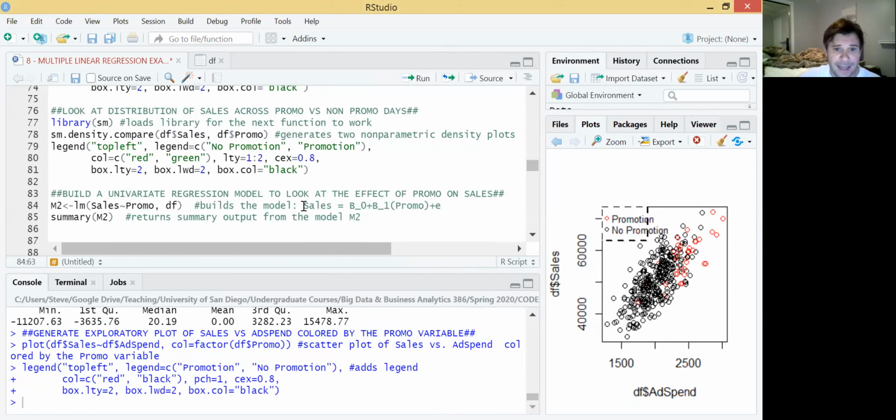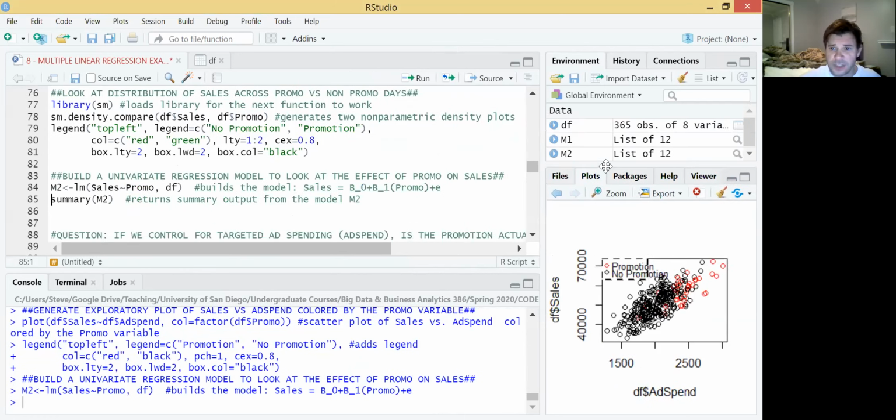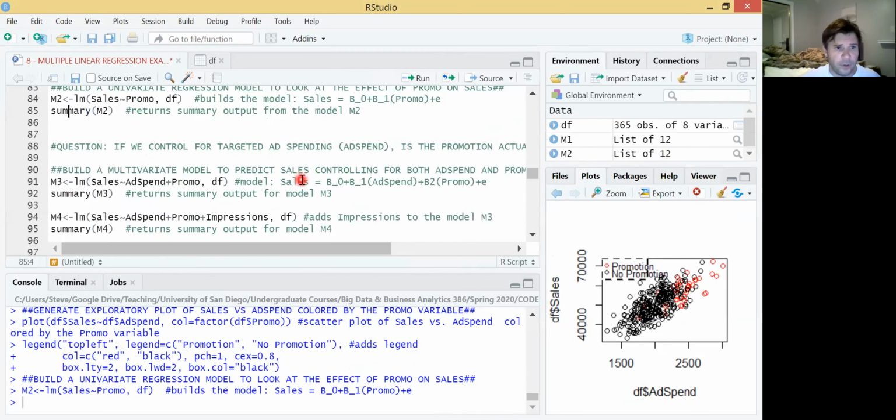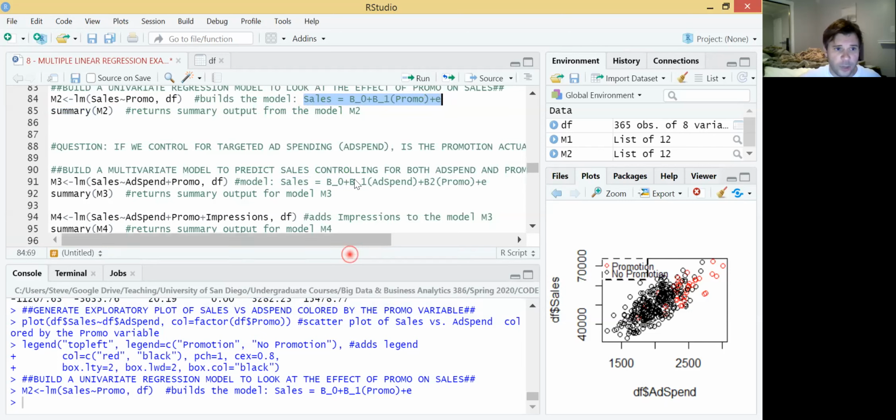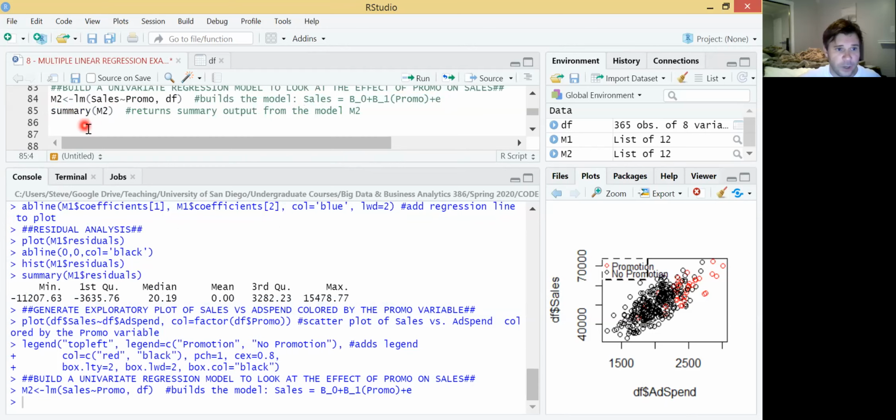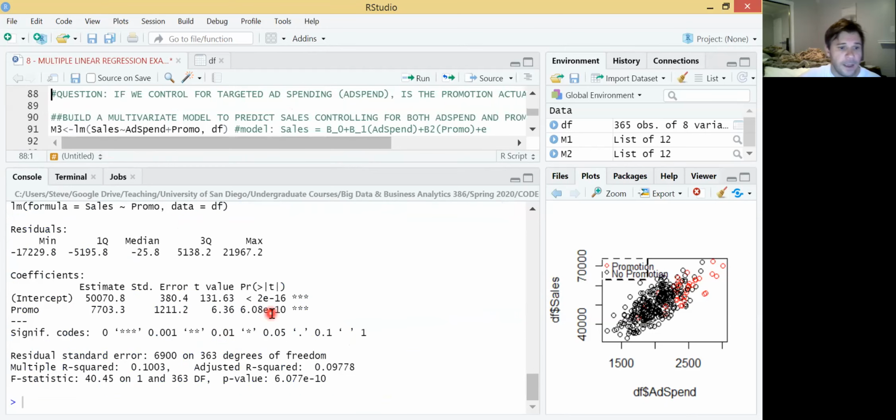So let's go ahead and estimate this particular model here, where we have sales, an intercept term, a slope, and only promo as the x variable. So we'll build that model, and we'll be able to see it pop up in our global environment in the top right here. Right, there it is. There's M2. And let's take a look at the summary output for M2. Okay, that model we just built, right? This model here. We'll take a look at that summary output down in the console window by running line 85.